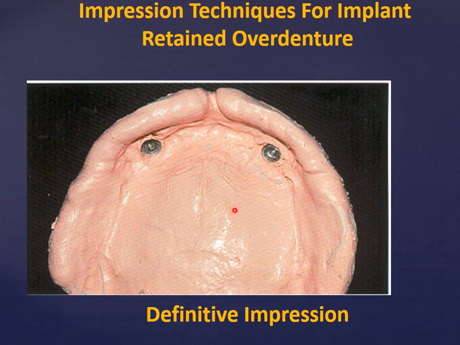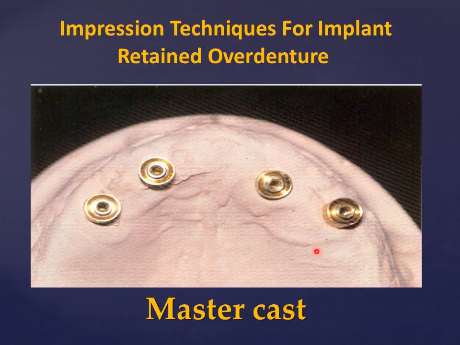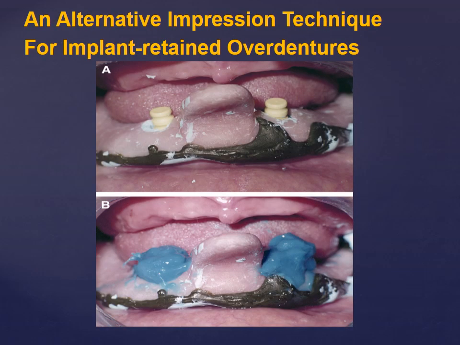Then the definitive impression, we can see the final impression with the transfer coping for the overdenture, and the material used is zinc oxide eugenol impression material. After pouring the impression, we can see the master cast with the equipment of the overdenture.